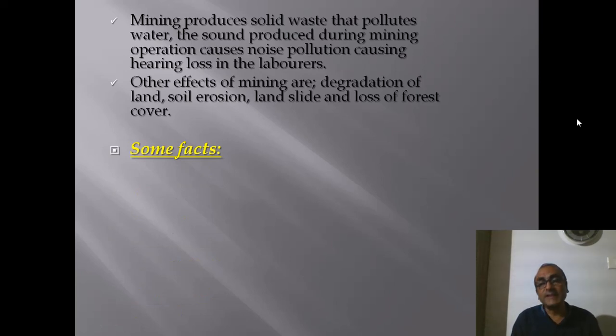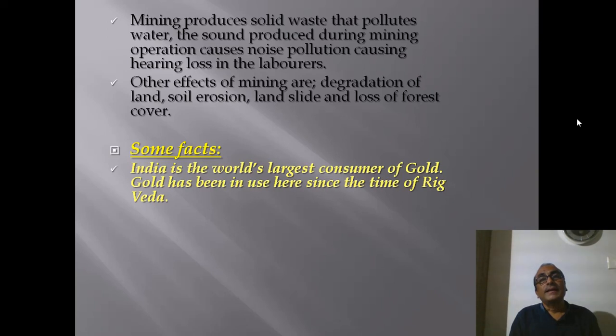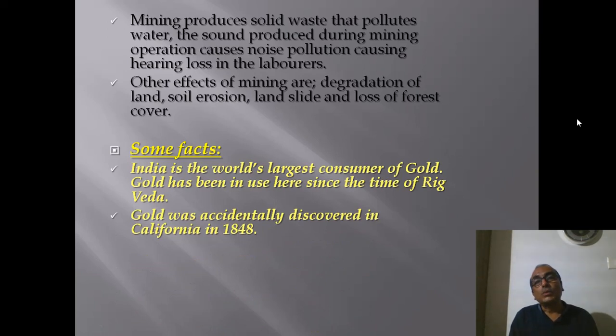And let's take up some facts now. India is the world's largest consumer of gold, as I have told you, and gold has been in use here since the time of the Rig Veda. Gold was accidentally discovered in California in 1848. That means before 1848, the Western world did not have any gold resource. They were rather importing it from India and other countries. Now in California also gold has been found.